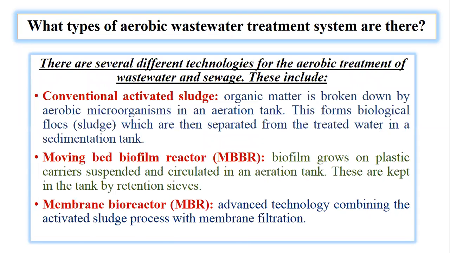What types of aerobic wastewater treatment systems are there? There are several different technologies for the aerobic treatment of wastewater and sewage. These include conventional activated sludge. Organic matter is broken down by aerobic microorganisms in an aeration tank. This forms biological floc sludge, which is then separated from the treated water in a sedimentation tank.